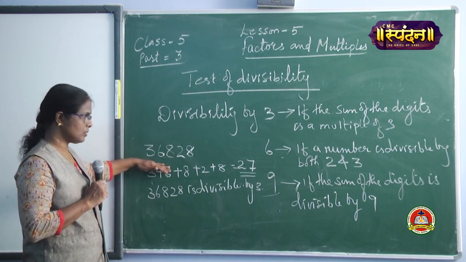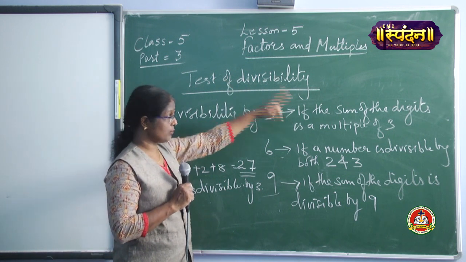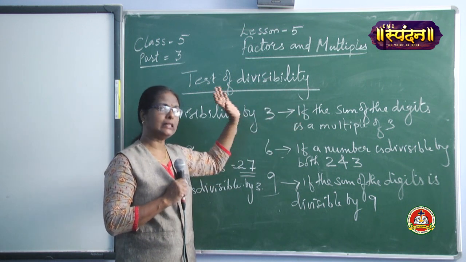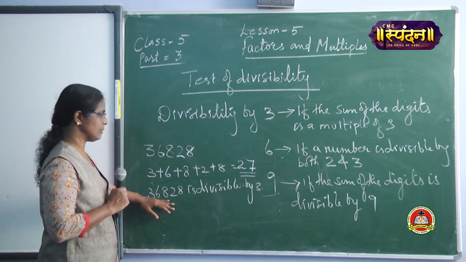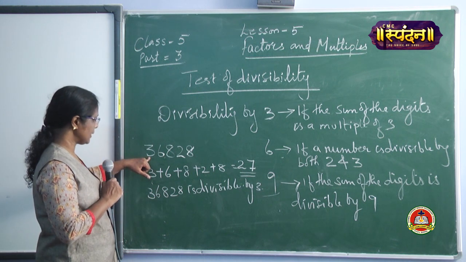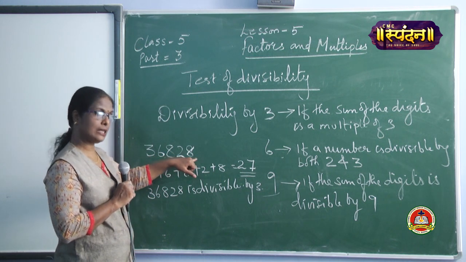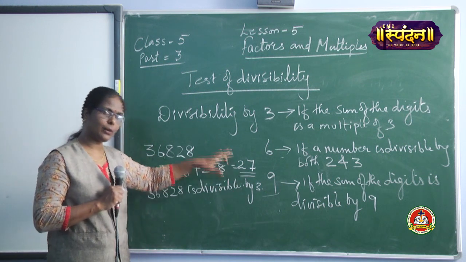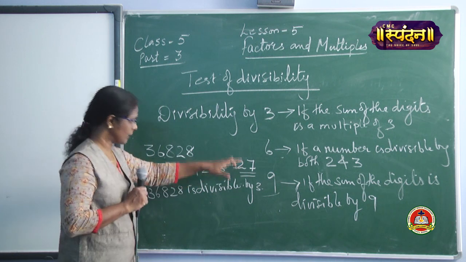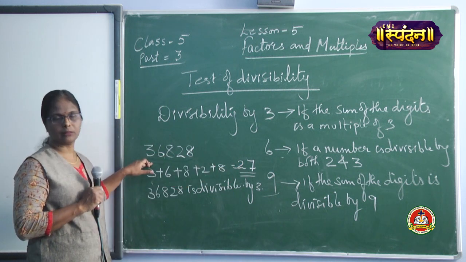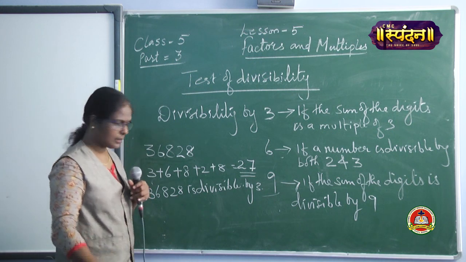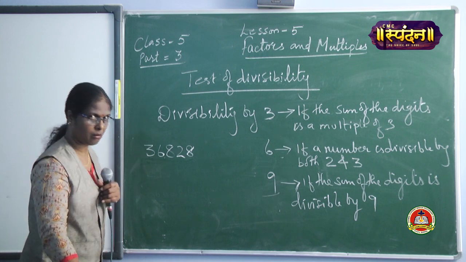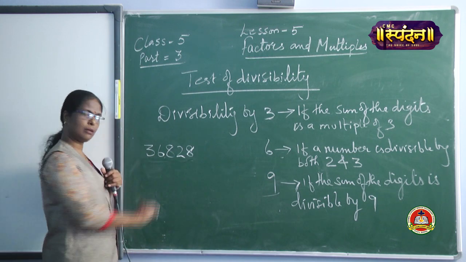So here we are applying the rule to check out whether the number is divisible by 3 or not. What is the rule for divisibility by 3? If the sum of the digits is a multiple of 3, or if the sum of the digits is divisible by 3, then the number is divisible by 3. So we have taken an example, 36,828. When you add all the digits, you got 27, and 27 is divisible by 3. That means this number is divisible by 3. Now, the same number I am taking, I have to check out whether this number is divisible by 6 or not. Already we have seen this number is divisible by 3.